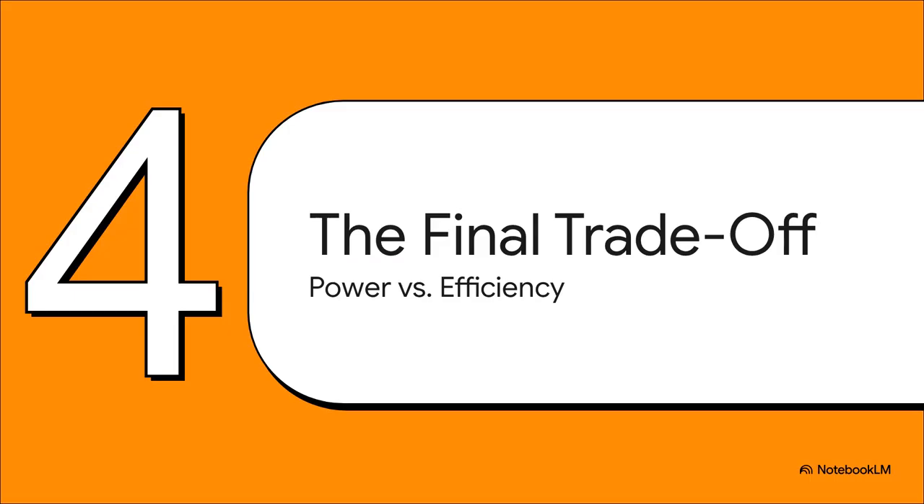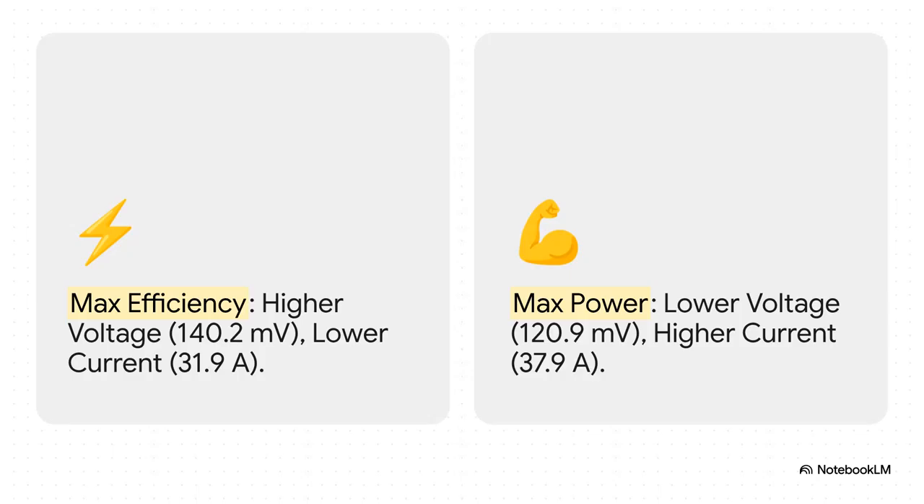Section 4, the final trade-off. And this brings us to the end, where the simulation revealed one last, fundamental choice that every single designer has to make. And here's the kicker. It turns out you can't have it all. You can't get maximum efficiency and maximum power at the same time. You've got to pick one.